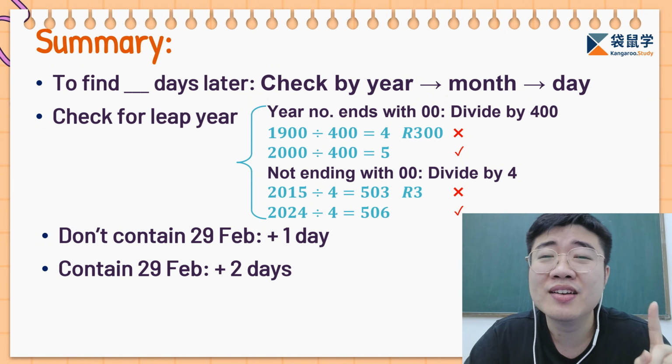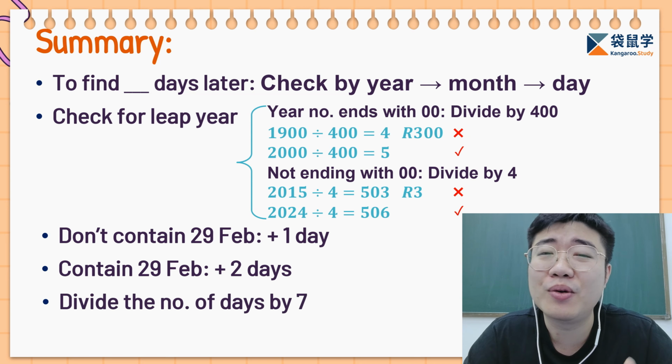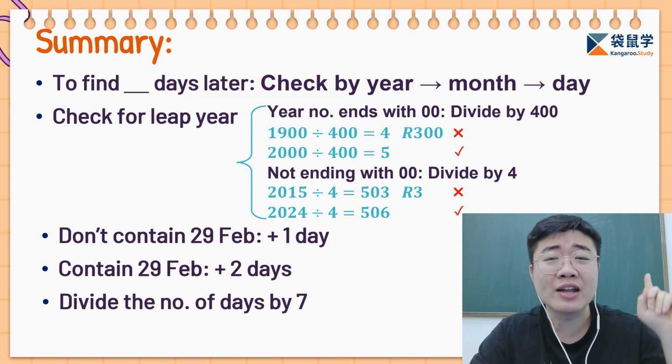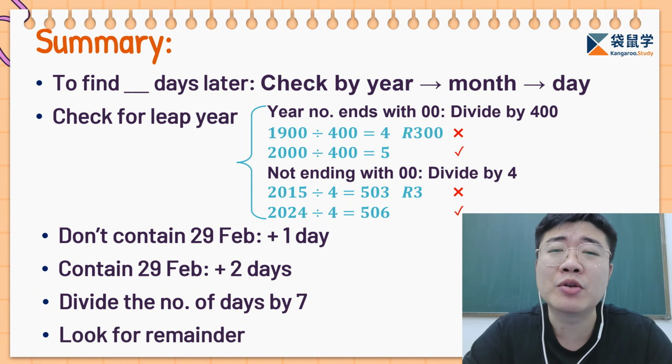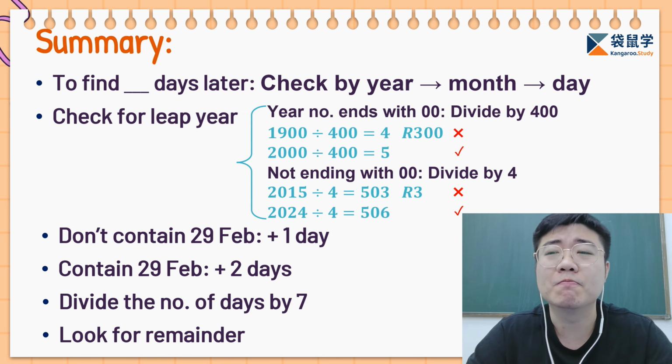After knowing this, the last thing we need to do is divide the total number of days by 7, and we find the remainder. From the remainder, we are going to know how many days in the week.